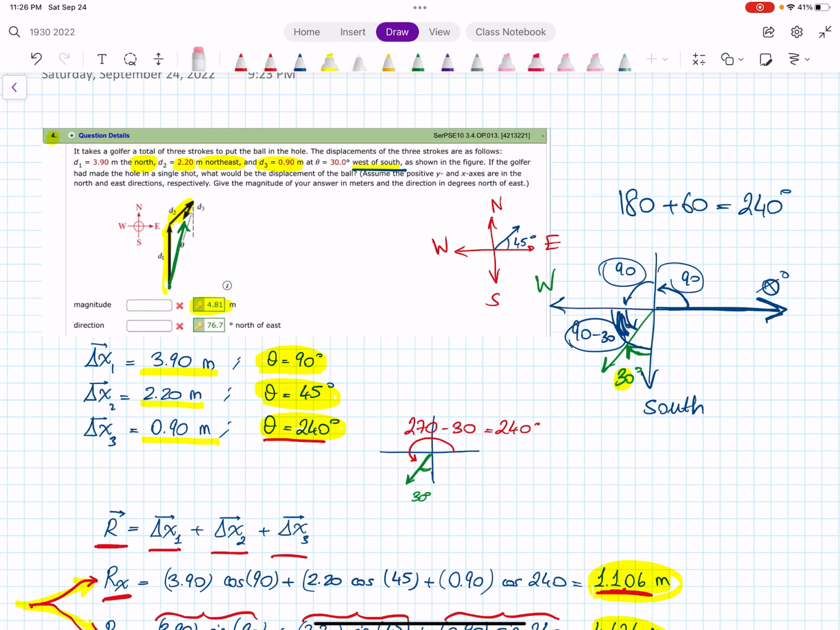What did we just figure out, everybody? We just figured out the distance between the starting point all the way to this hole, if you were to get the ball into the hole in a single shot.